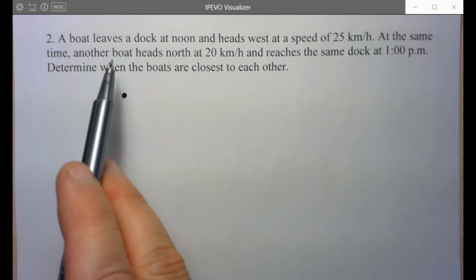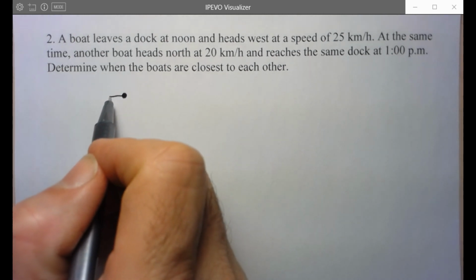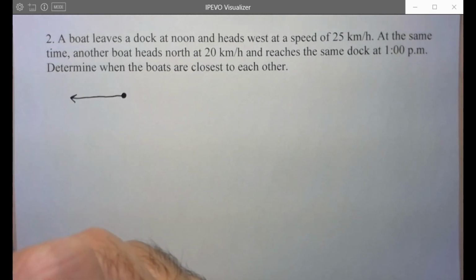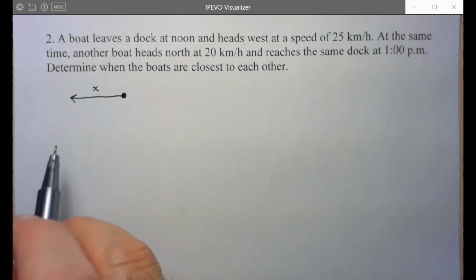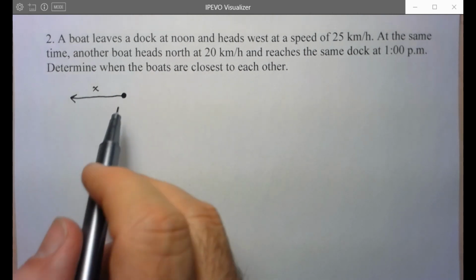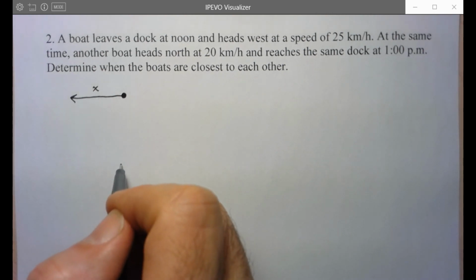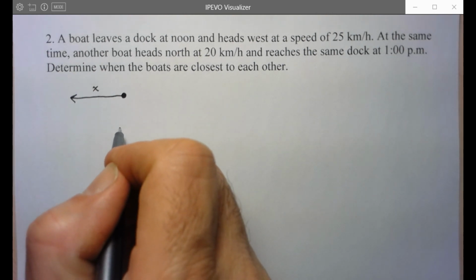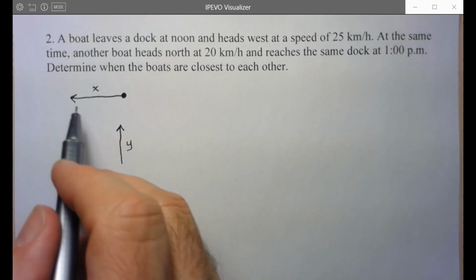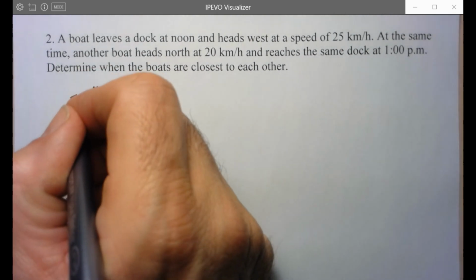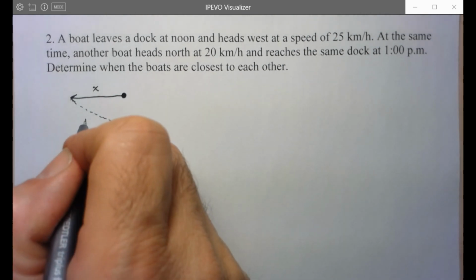All right, so let's draw the first boat. So the first boat actually leaves from the dock and travels a certain distance towards the west. Okay, let's say I call that distance x. Now the other boat starts somewhere south of the dock and heads north towards it. So it's going to travel a certain distance north towards the dock. I'll call that y. And we want to determine when the boats are closest together. So at some point, they're going to be closest together. Okay, wherever that is, and I'll call that distance d.